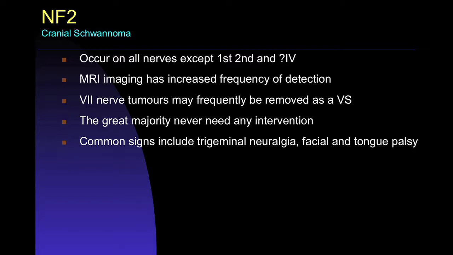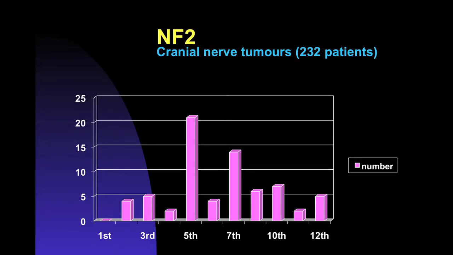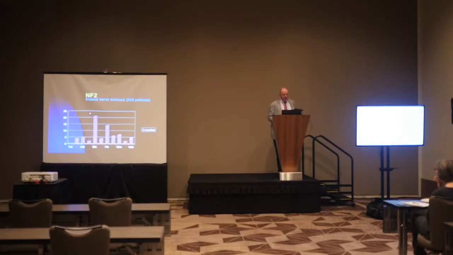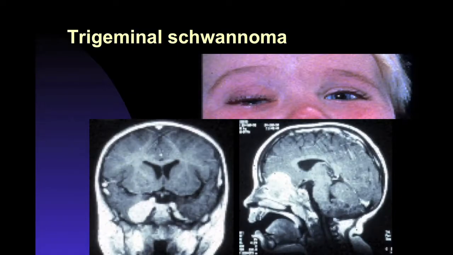You can get these schwannomas on all of the nerve roots where there are Schwann cells, so all of the nerve roots except 1 and 2. So here you are, these are optic meningiomas on 2. And this is 232 patients, and you can see here the fifth nerve, the trigeminal nerve, is the most common other nerve for them to go on. The seventh nerve, very common. We often see 9, 10, 11. The nerves for swallowing in particular can be affected.